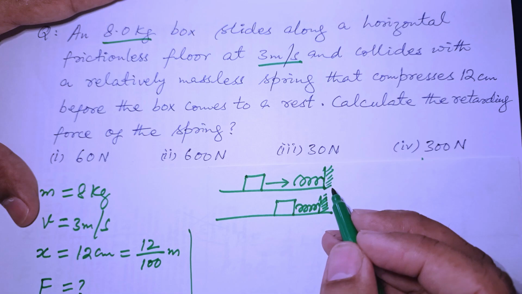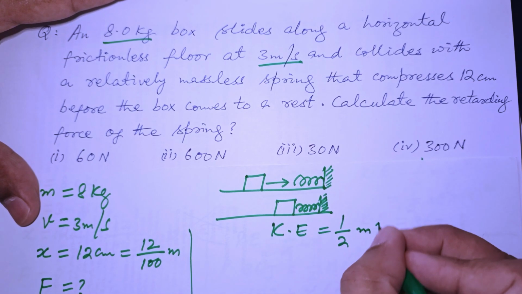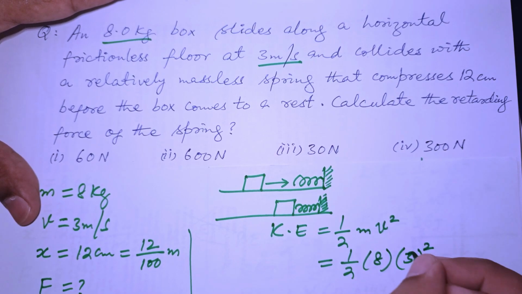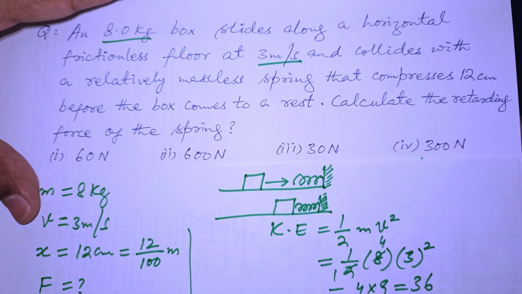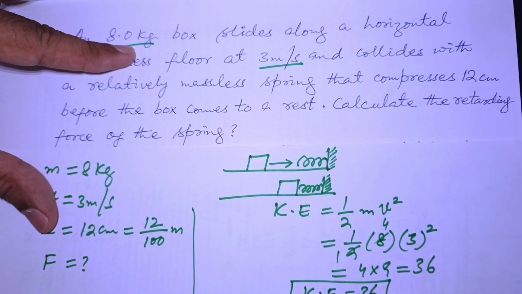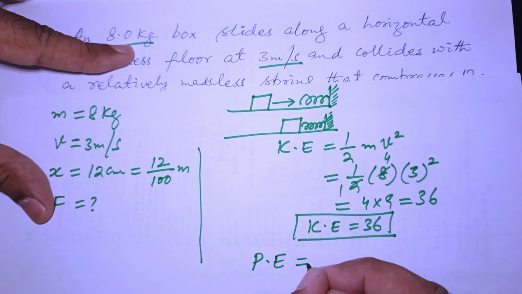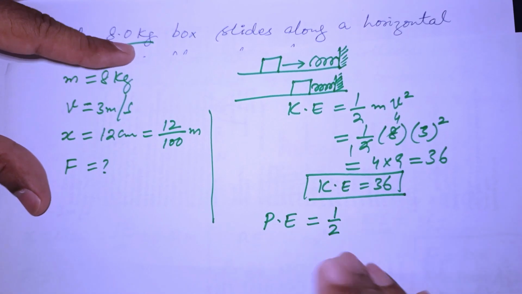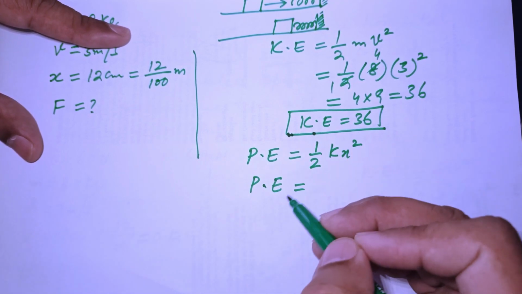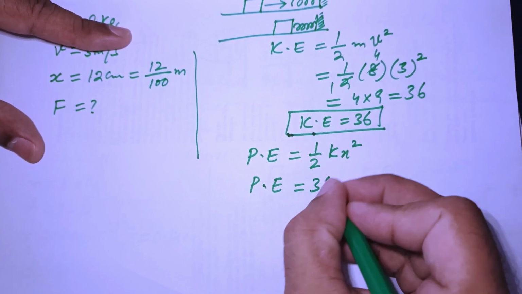Initially the box was in motion, so it has kinetic energy, which is K equals half mv square. M is 8, V is 3 whole square, so K is 36. As the box was moving, when it comes to rest, the whole kinetic energy of the box will be transformed into the potential energy of the spring. Potential energy of the spring is given by half kx square. This kinetic energy is completely converted into the potential energy of the spring. So the potential energy now becomes 36 joules.